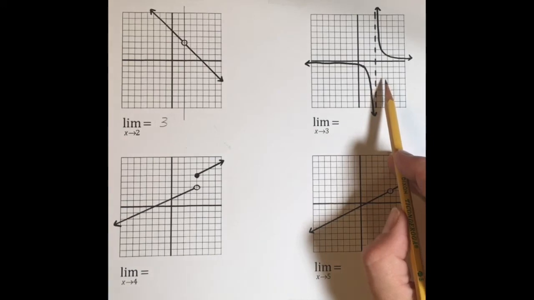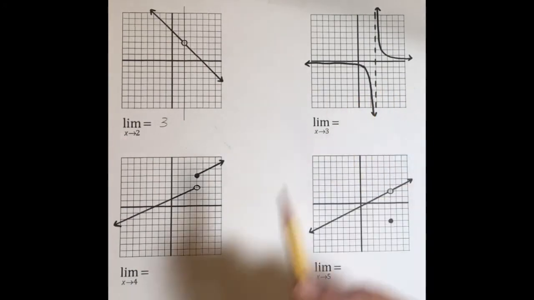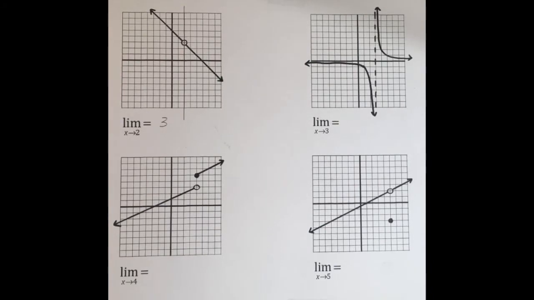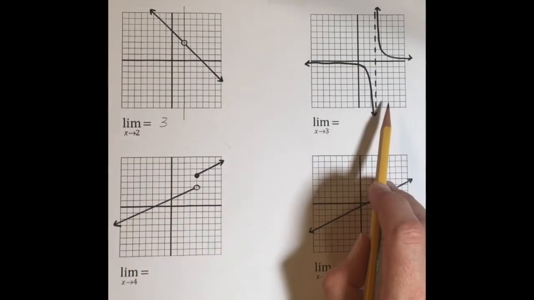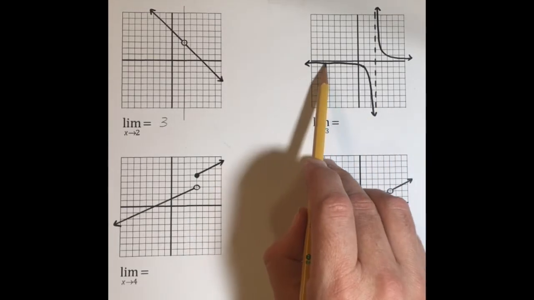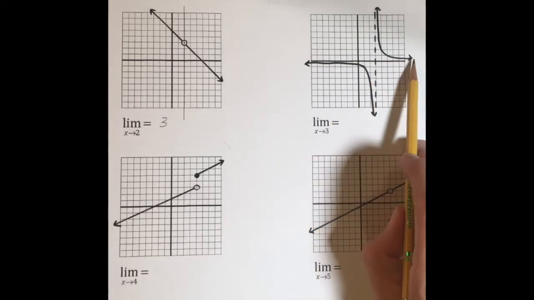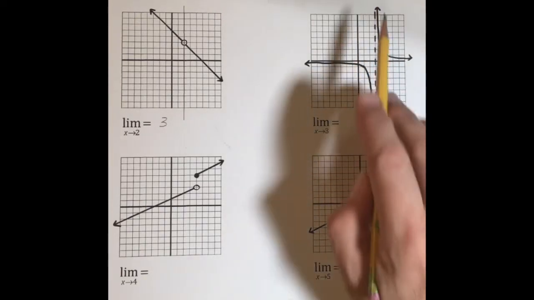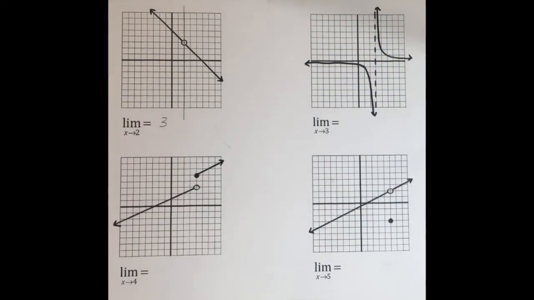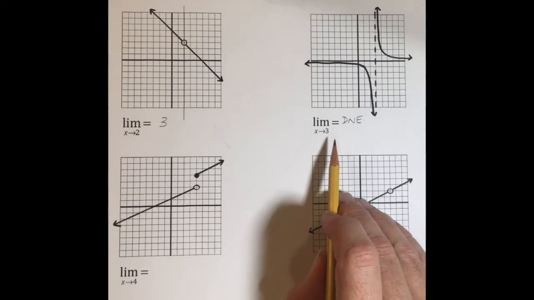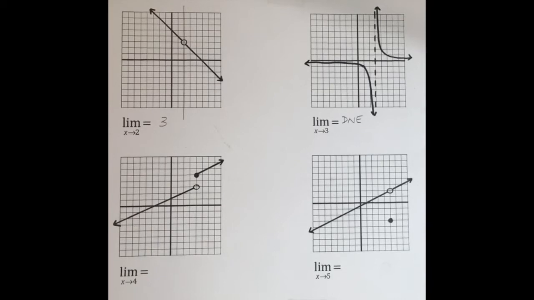This function is undefined when x equals 3. f of 3 is undefined because it has an asymptote at x equals 3. But unlike the last function, this function does not have a limit as x approaches 3. As I approach that asymptote from the left side, I'm heading down to negative infinity. As I approach that asymptote from the right side, I'm heading up to positive infinity. Both sides are not approaching the same place. We say the limit as x approaches 3 does not exist.